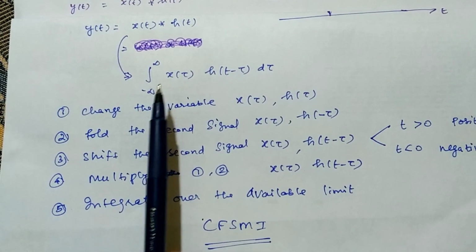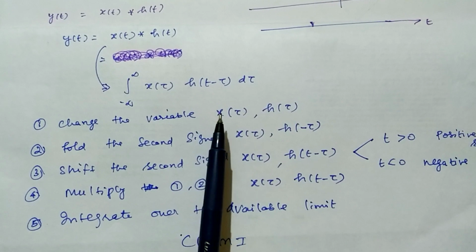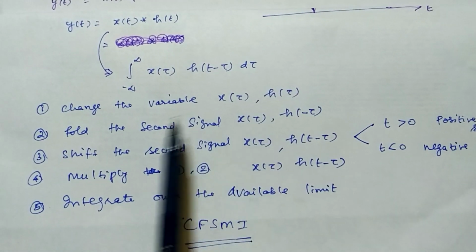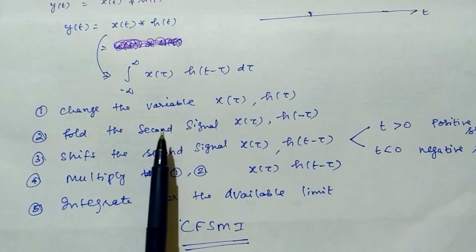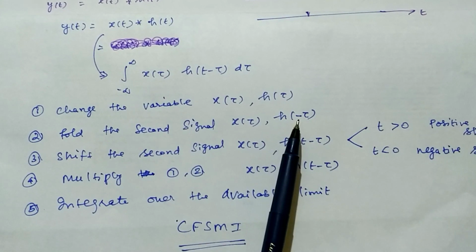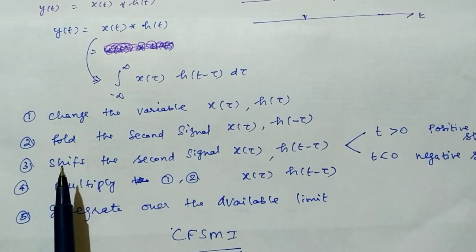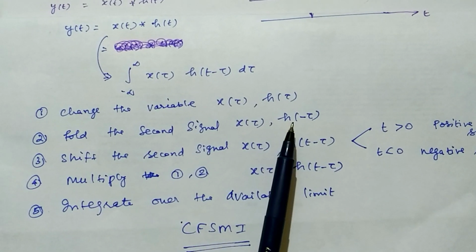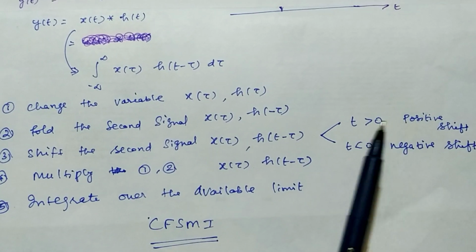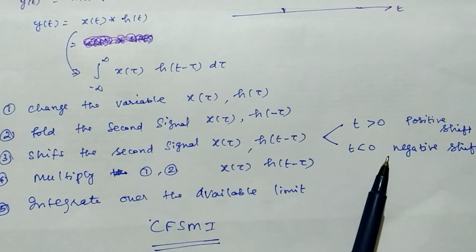The first one is you change the variable. So x of the variable is given as t, so you change the variable as tau. The second operation is fold the second signal, that is changing the variable as minus tau, meaning folding. The third operation is shifting the second signal by an amount of t. This t may be a positive shift, t greater than 0, or a negative shift, t less than 0.